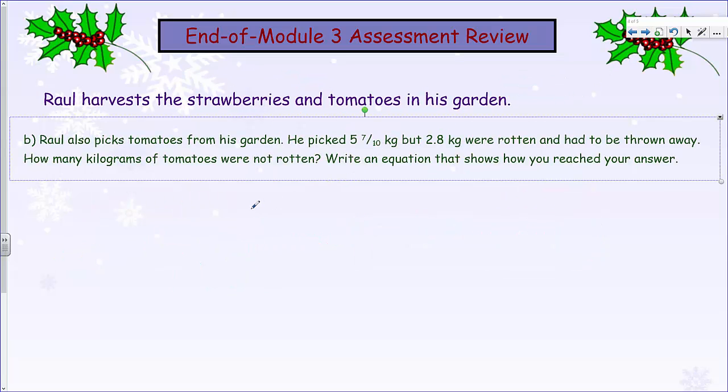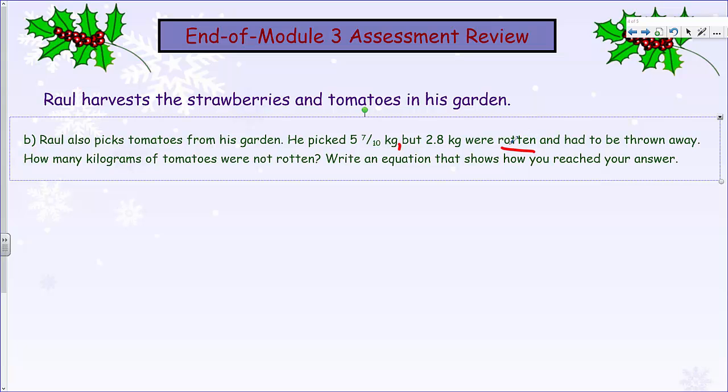Okay. It's another Raul problem. Okay, Raul, and you and your strawberries and tomatoes. Raul also picks tomatoes from his garden, like Niobe did. It says he picked 5 and 7/10 kilograms, but 2.8 or 2 and 8/10 kilograms were rotten and had to be thrown away. Oh dear.